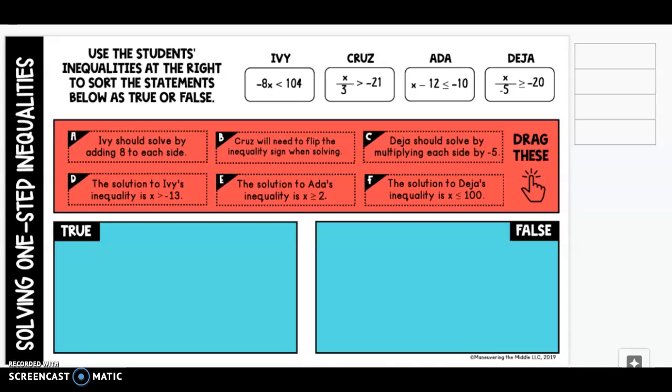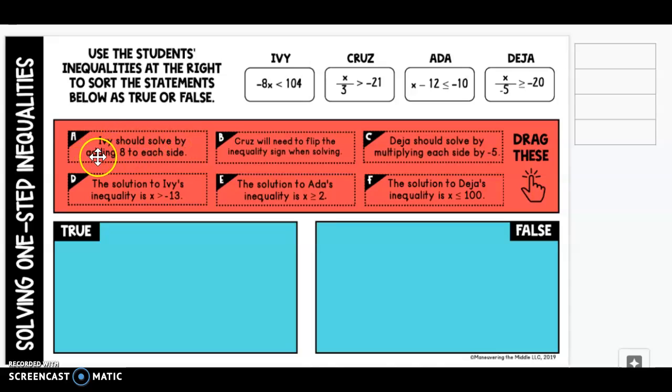Hi, welcome to 1 and 2-step inequalities, slide number 6. We are going to be reading these little scenarios down here and utilizing this information up here to find out if these scenarios or statements are true or false. So we're going to use the students' inequalities to the right to sort the statements below. All right, so let's start off.